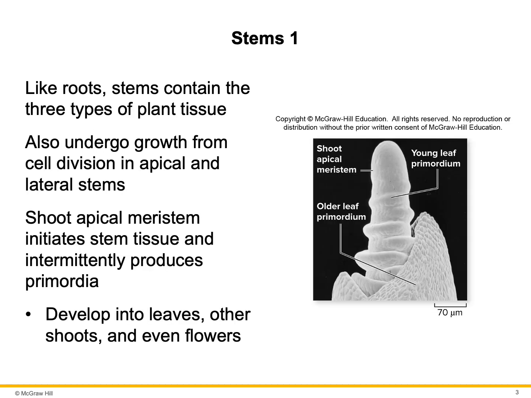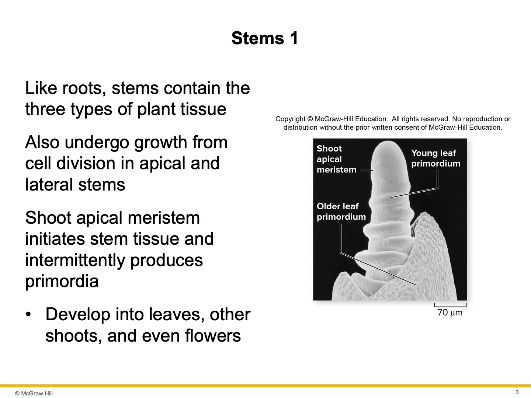Stems act as a supporting structure of a vascular plant that extends from the root system into the air. Similar to the root system, they also contain 3 types of plant tissues and undergo growth using apical and lateral meristems. The shoot apical meristem is capable of producing new stems and organs, and is involved in initiating primordia that can develop into leaves, shoots, and flowers.